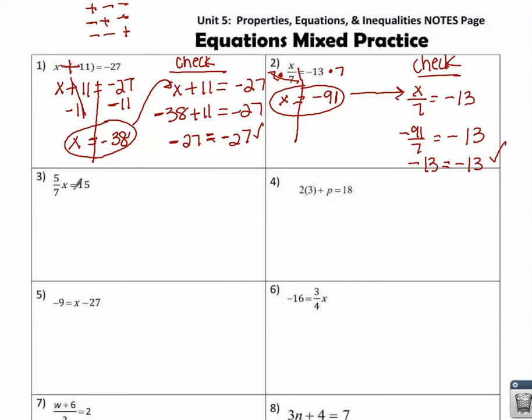Number 3, 5/7 times x equals 15. Draw your line. Remember, when multiplying a fraction by a variable, you can multiply by the reciprocal, which is 7/5. What you do to one side, you must do to the other. You get 7 times 5 is 35 over 35, which is 1. So 1x.